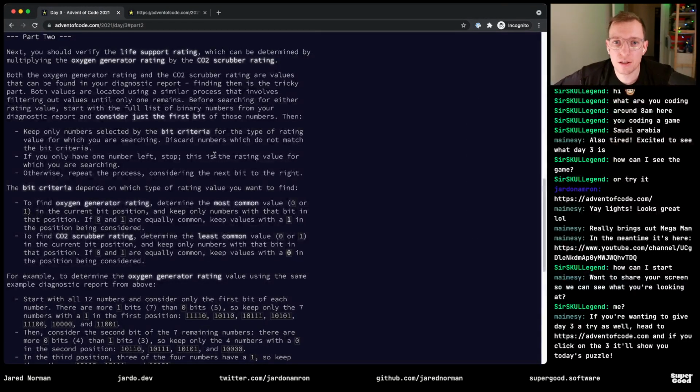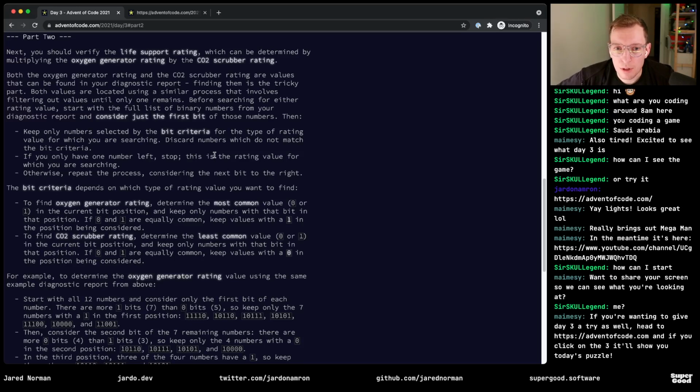Part 2. Next, you should verify the life support rating, which can be determined by multiplying the oxygen generator rating by the CO2 scrubber rating. Both are values that can be found in your diagnostic report. Finding them is the tricky part. Both values are located using a similar process that involves filtering out values until only one remains. Before searching for either rating value, start with the full list of binary numbers from your diagnostic report and consider just the first bit of those numbers.